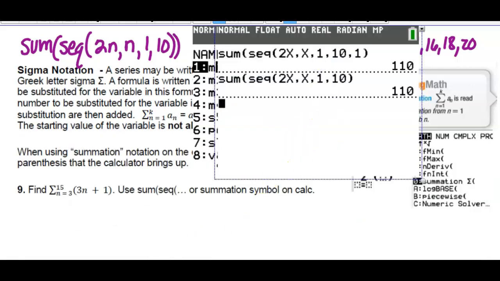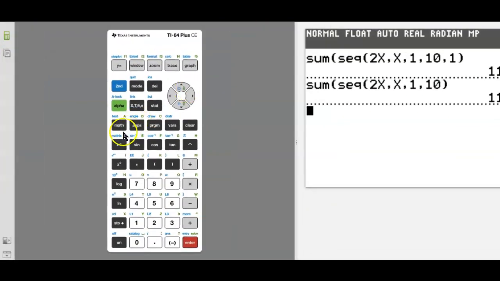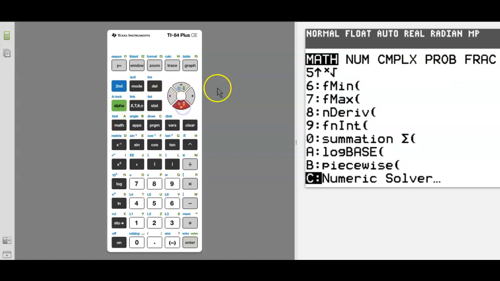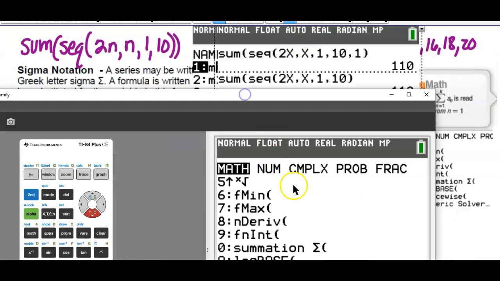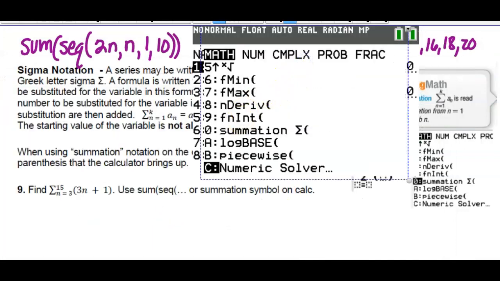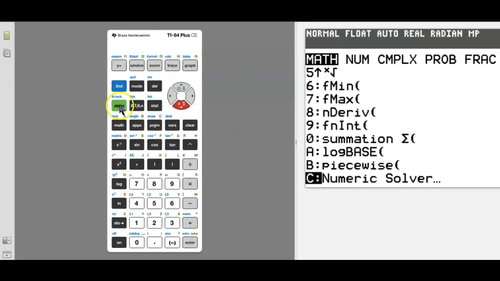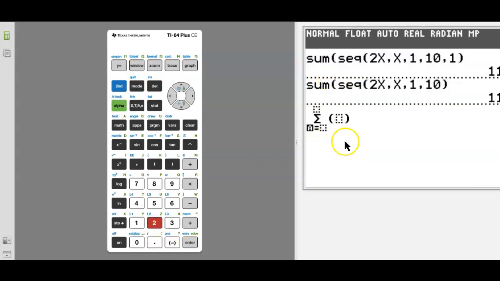Now, there's an even easier way. If it's written in that sum notation with that little sigma jobby, it's under the math button. If you scroll all the way down to 0, there's a sum button right there that you can type in. Or I have an even easier shortcut. If you go alpha window, it brings it up right here as choice 2. Okay, and then this is what you get.